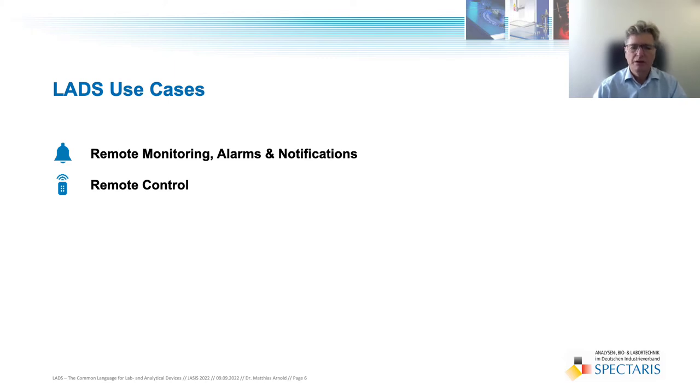First, remote monitoring, alarms, notifications. This is the foundation, because if you cannot see what is going on, you cannot decide or act. Monitoring is complemented by remote control, so you can start or stop functions, change parameters or set points, and so on. The remote monitoring and control use cases are the foundation for automation.